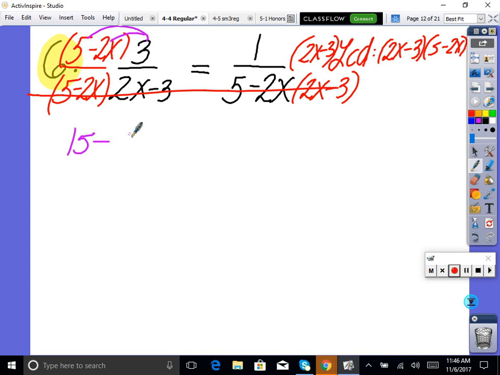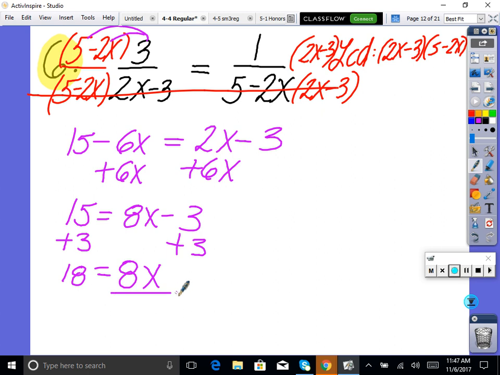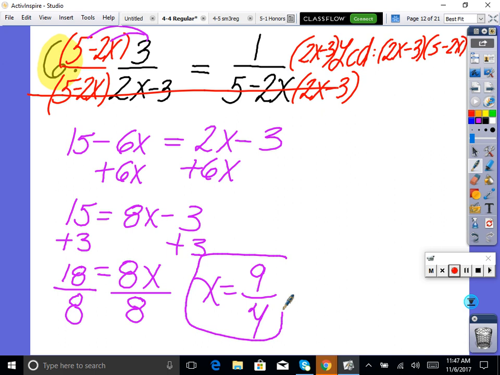So we have 15 minus 6x equals 2x minus 3. Solve for x. What should I do? Add 6x. So I have 15 equals 8x minus 3. Add 3. 18 equals 8x. Divide by 8. So x is equal to, we're trying to solve for x, so we would divide by 8. x is equal to 9/4. Then we would check our answer.